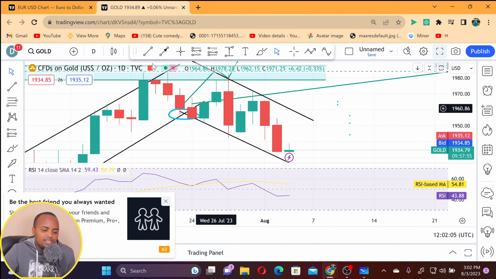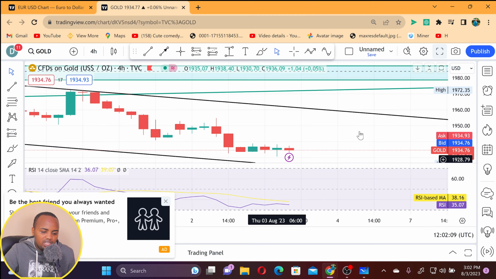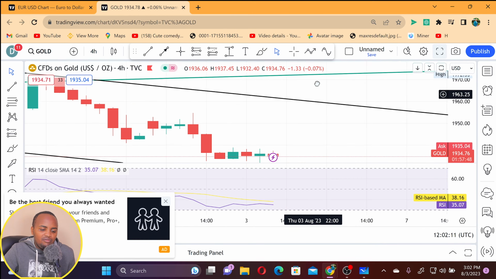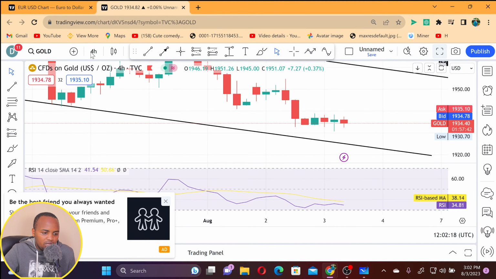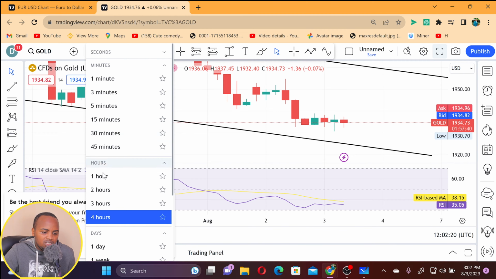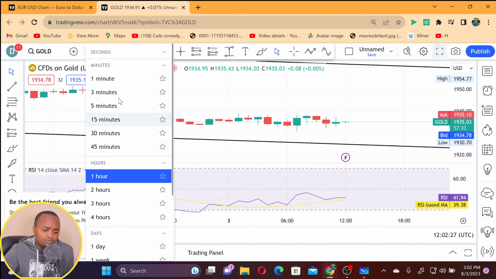If you go smaller, bit by bit, like this 4-hour time frame, every candlestick moves by 4 hours. After 4 hours, these candlesticks will close and another one will open. The more you go down, the more you see the movement of the candlesticks. It's just easy like that.